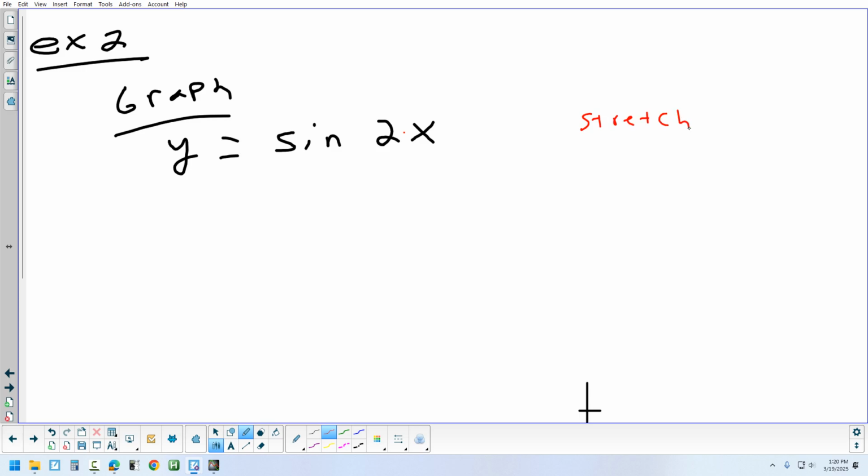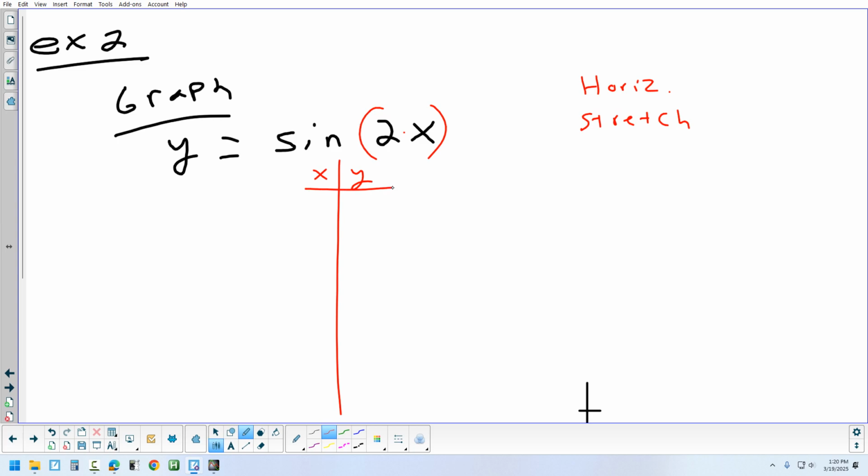And is it on the inside or the outside? Inside. Right? Pretend like you had parentheses around your argument. If it's inside the argument, that means inside. If it's outside the parentheses, that's what we mean by outside. When it's inside, what kind of stretch is it? That's horizontal. Inside means horizontal. Multiply means stretch. Horizontal stretch.